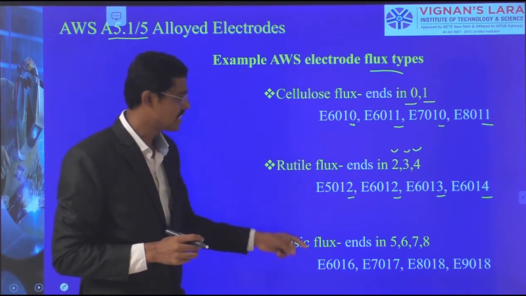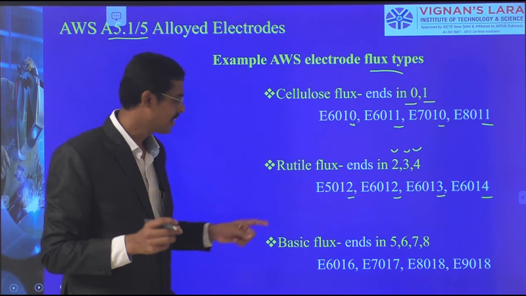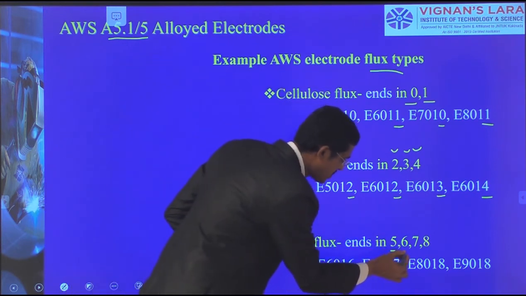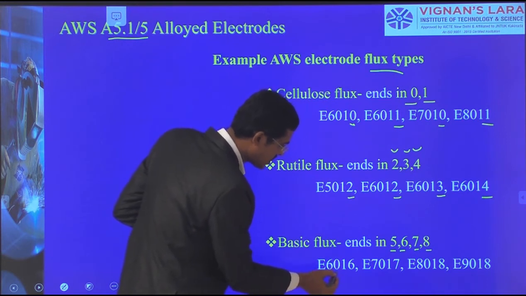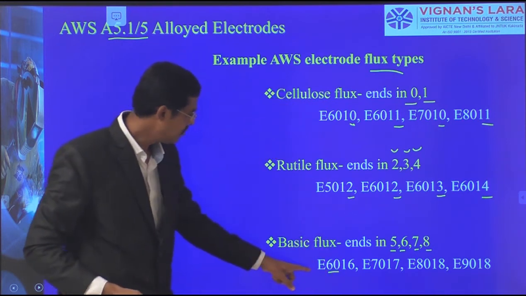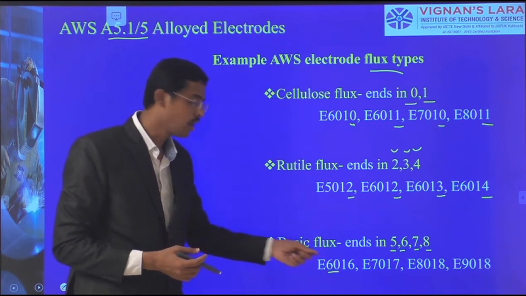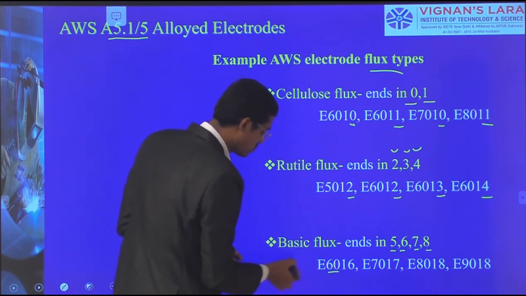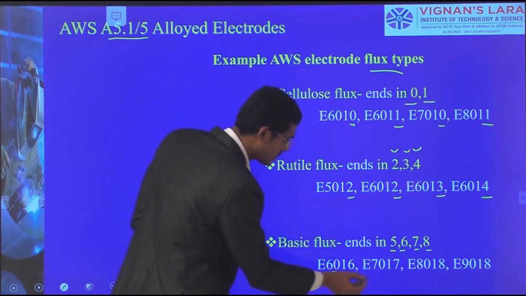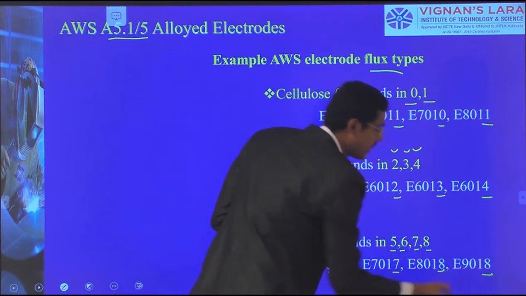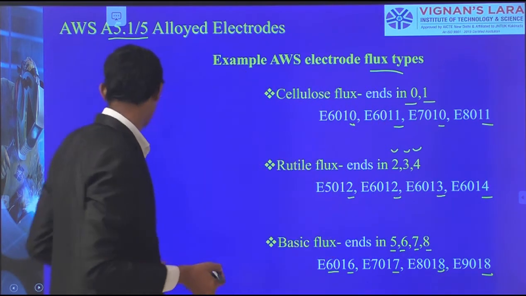And then see the basic flux. It ends with 5, 6, 7, 8. For example, I have given E6016: 60 belongs to tensile strength, E belongs to electrode, 1 belongs to positions, and 6 belongs to the basic flux, the ending flux combination. How much flux we are using: 6, 7, 8. See, these are examples I have given here.